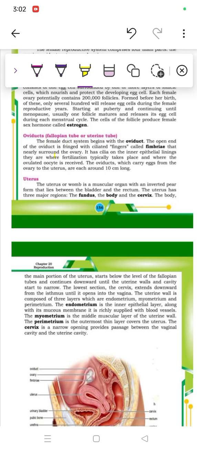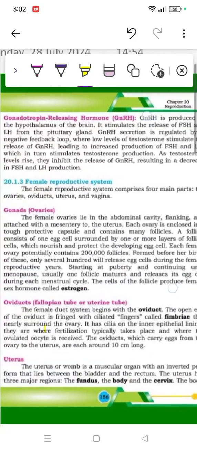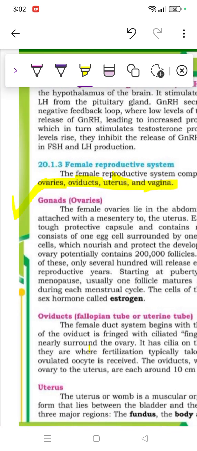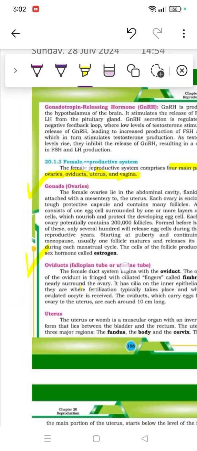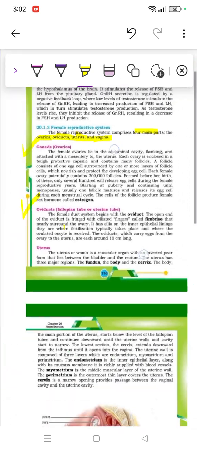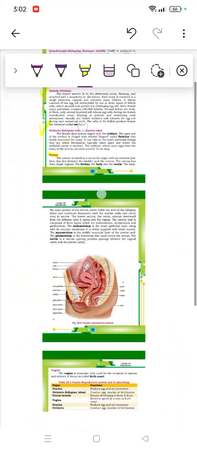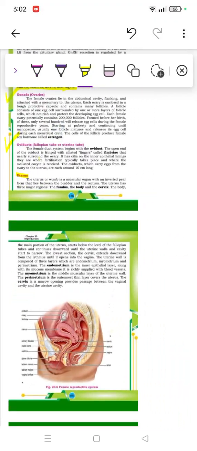So we start with the female reproductive system. In that we know we have four main parts: ovaries, oviducts, uterus, and vagina. So like these four parts. In the last two videos we've done the ovaries and oviduct in detail. Today we'll go with the uterus. We'll cover uterus and vagina both together just because vagina is quite a simple topic.